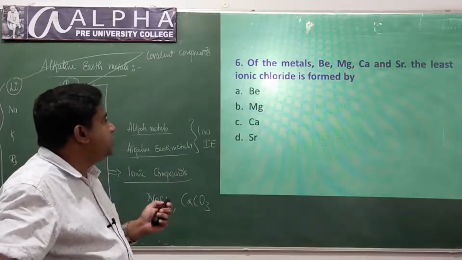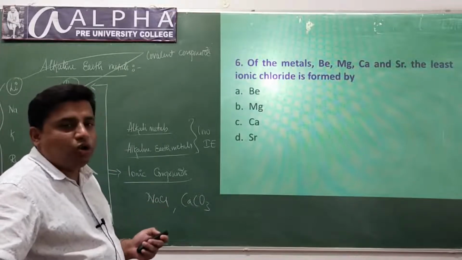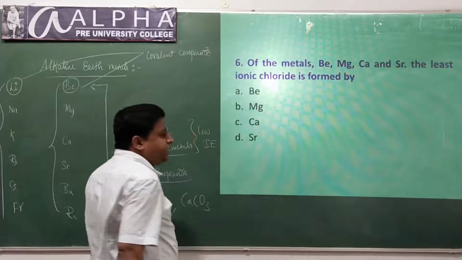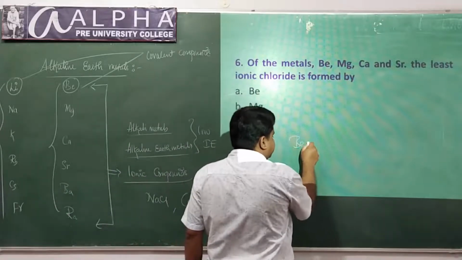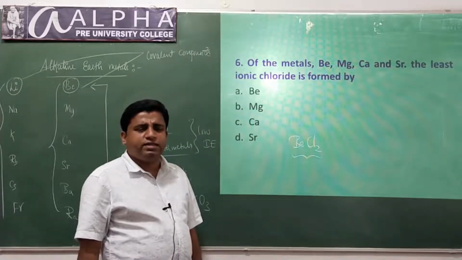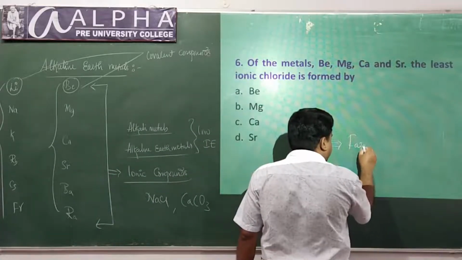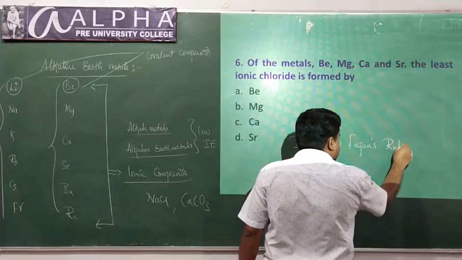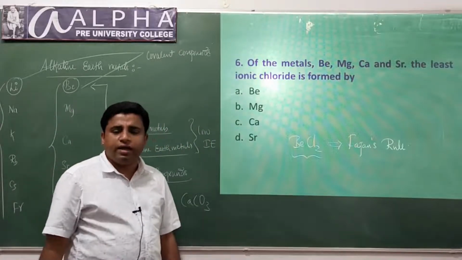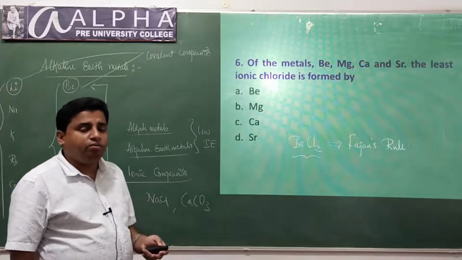Now the question is, of the metals beryllium, magnesium, calcium, strontium, which is the least ionic chloride? Don't you think it is beryllium? Beryllium chloride, yes, beryllium chloride is least ionic. We can also explain this on the basis of Fajans rule. Using Fajans rule also, we can explain why beryllium chloride is least ionic. We will study about Fajans rule in the next chapter called chemical bonding and molecular structure.